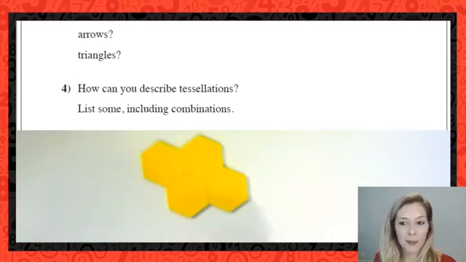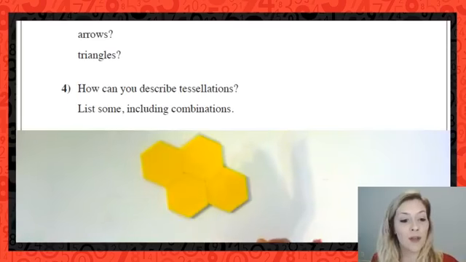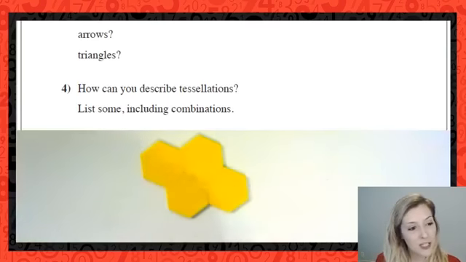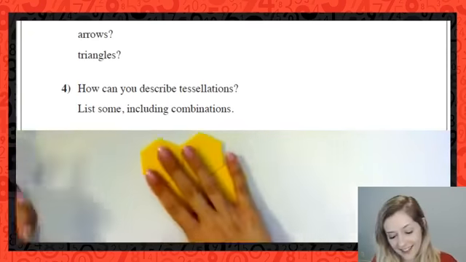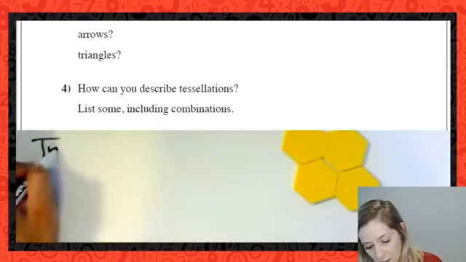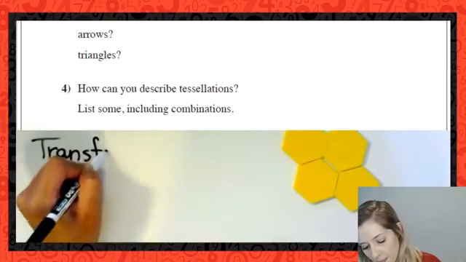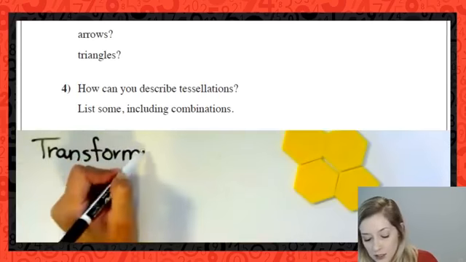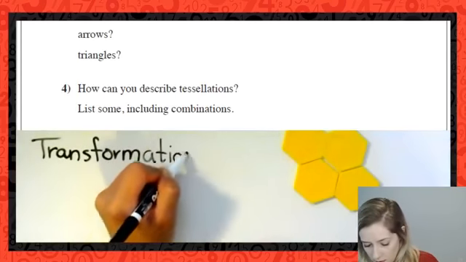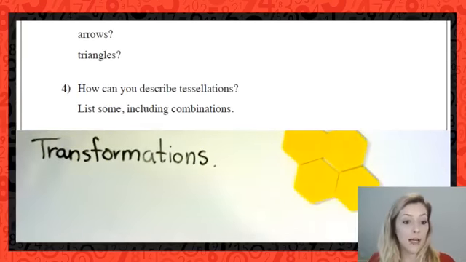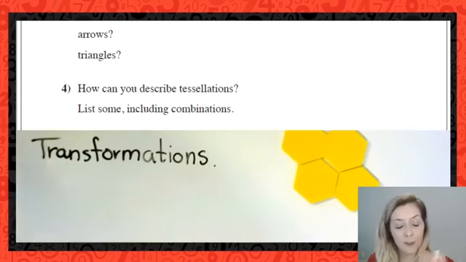Some of you are probably thinking, this is probably where that third T word comes into play, transformations, right? So with transformations, we're better able to describe what's happening with those repetitions in a tessellation. And we're better able to do it because we can speak of it mathematically, okay?